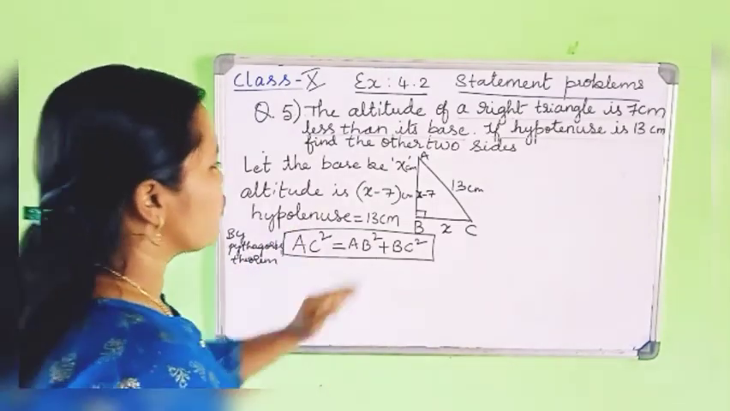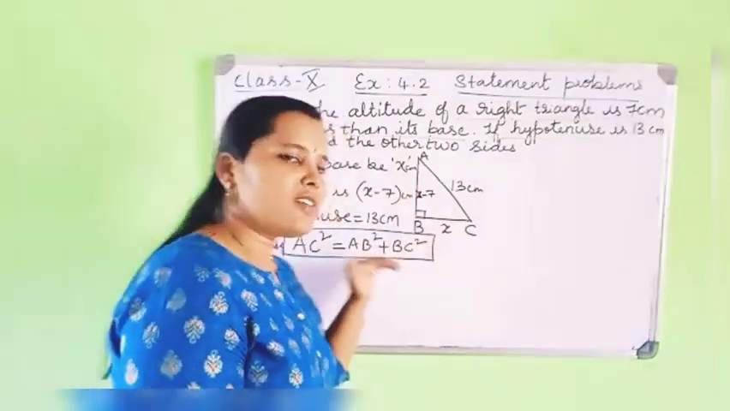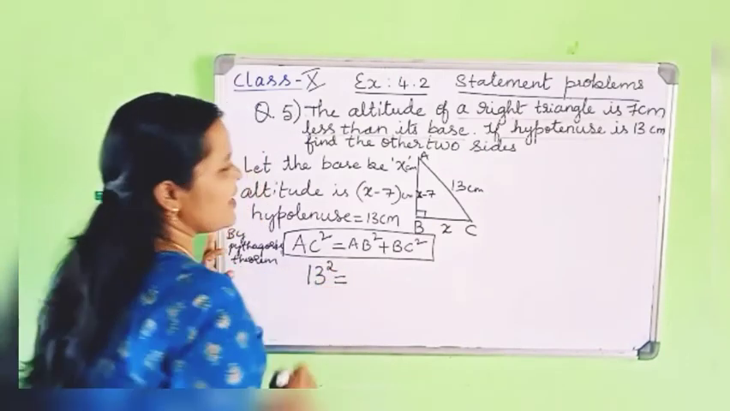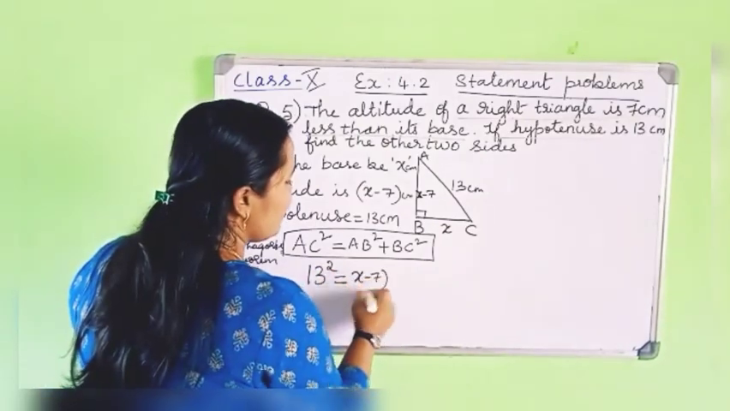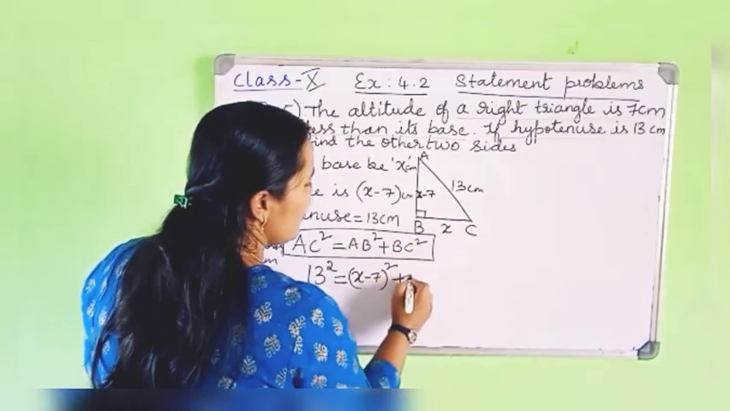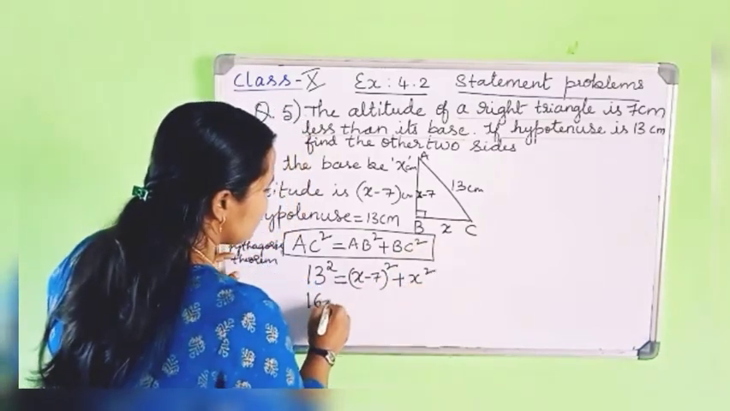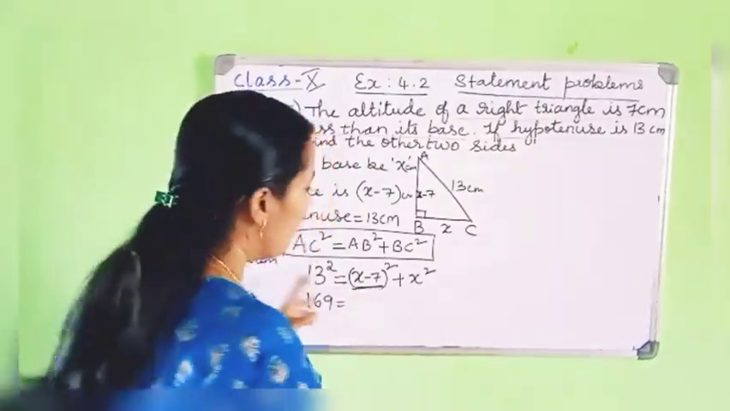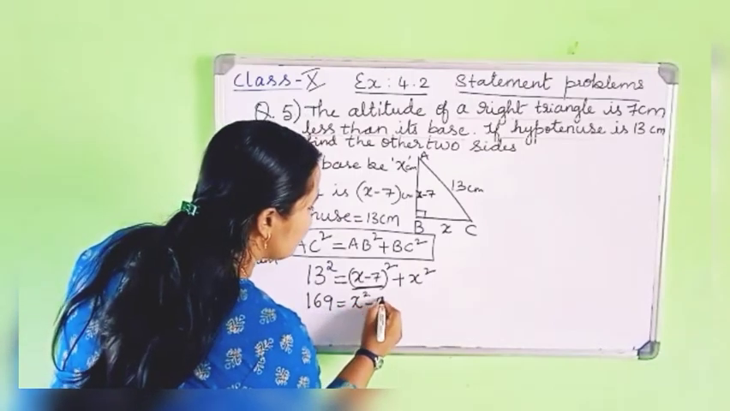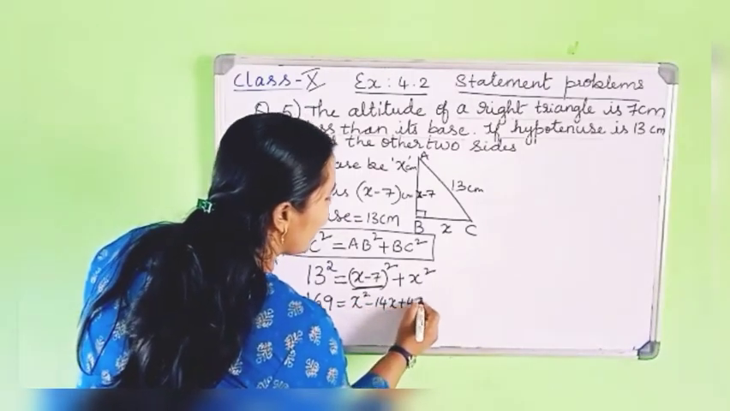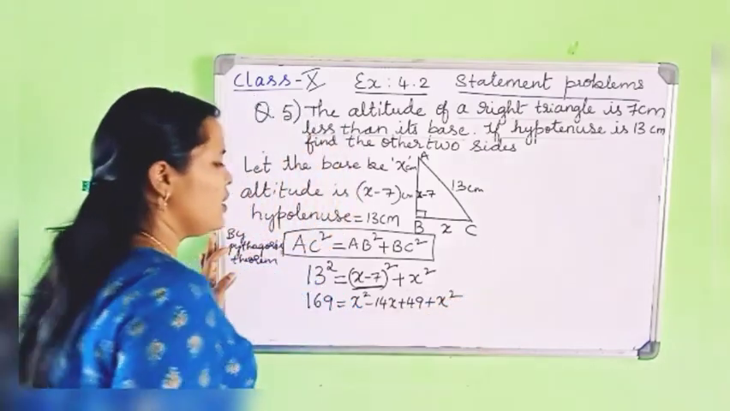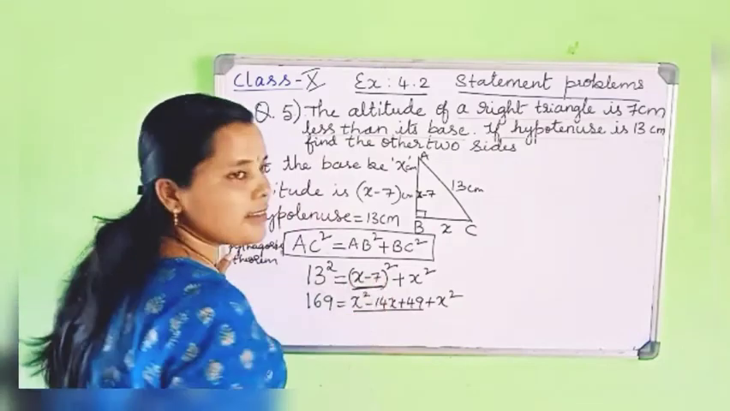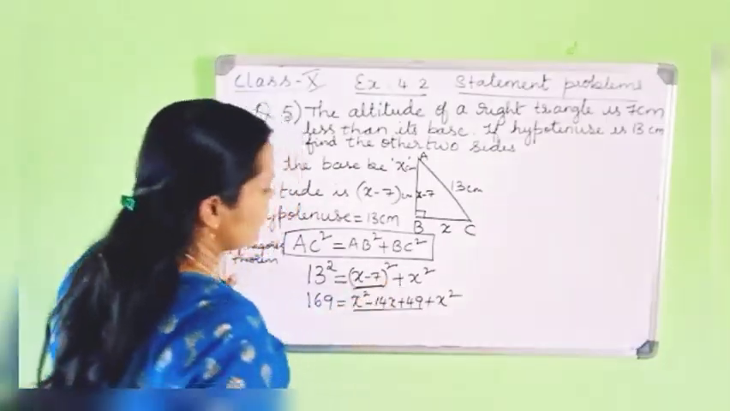Now we know the measures of AC, AB and BC. Just apply the values here. So what is AC square? 13 square, right? Next, what is AB? x minus 7 whole square, plus BC, x square. 13 square is 169. By using the identity (a minus b) whole square, you can expand this: x square minus 14x plus 49, plus x square.